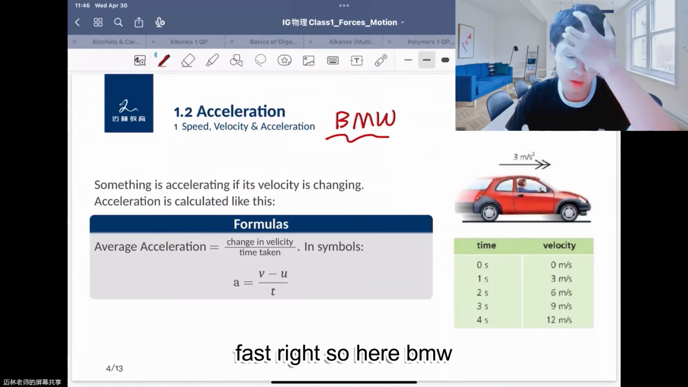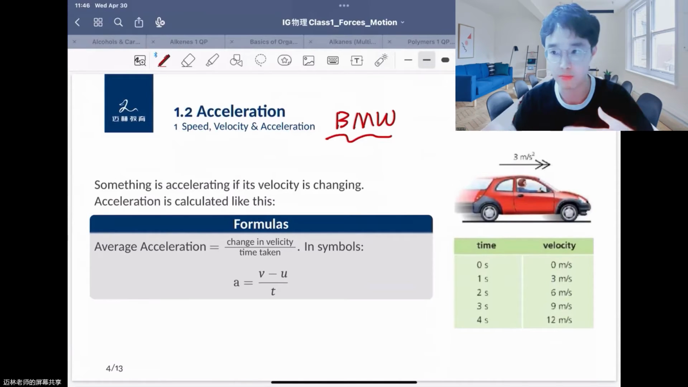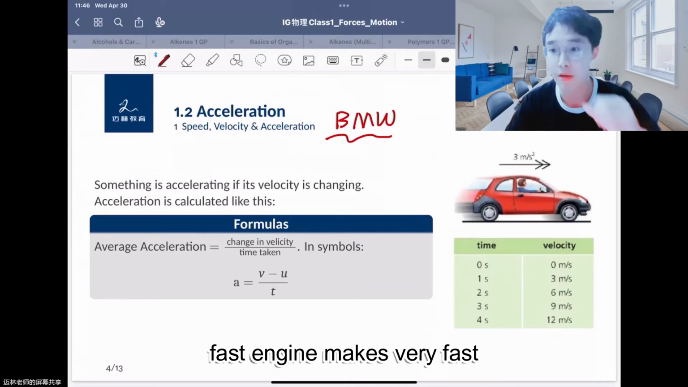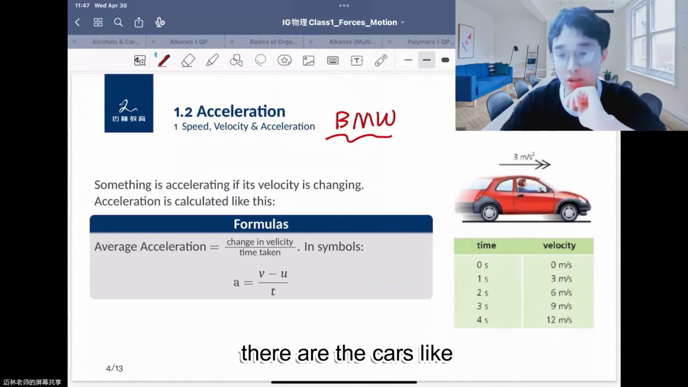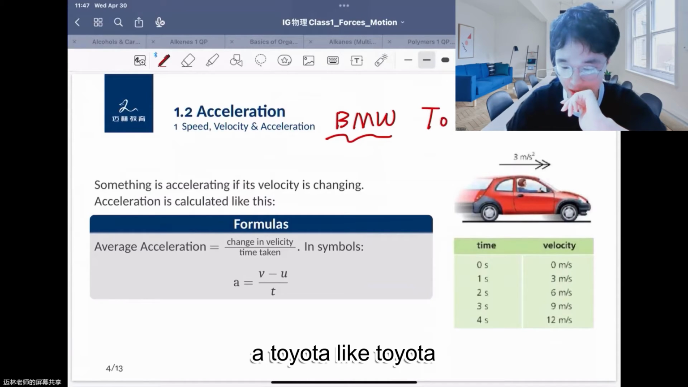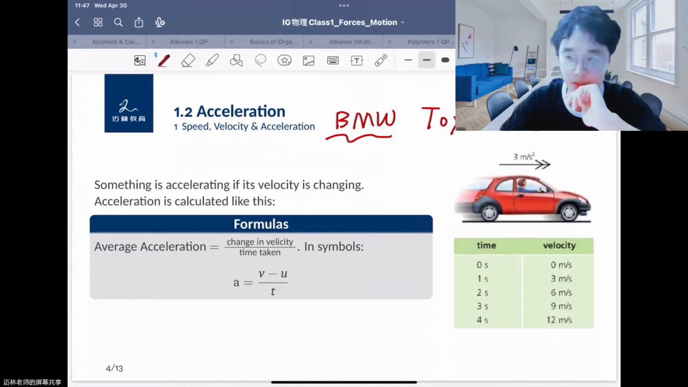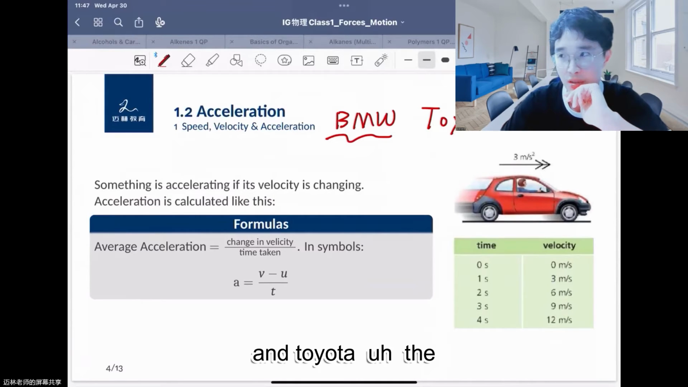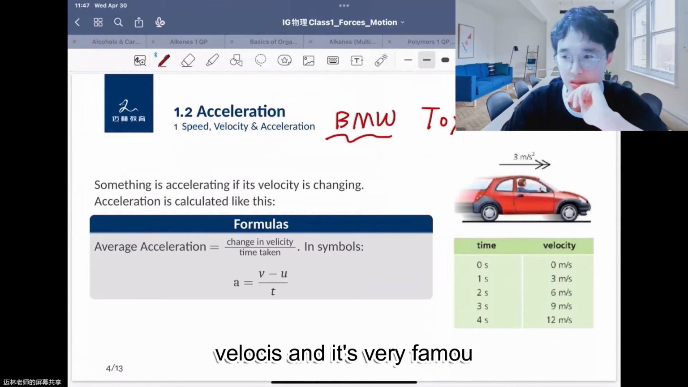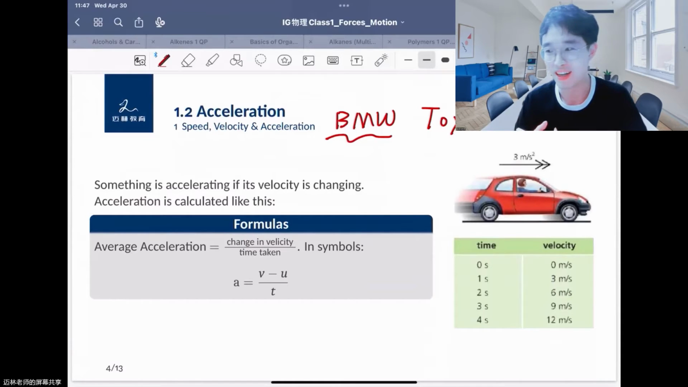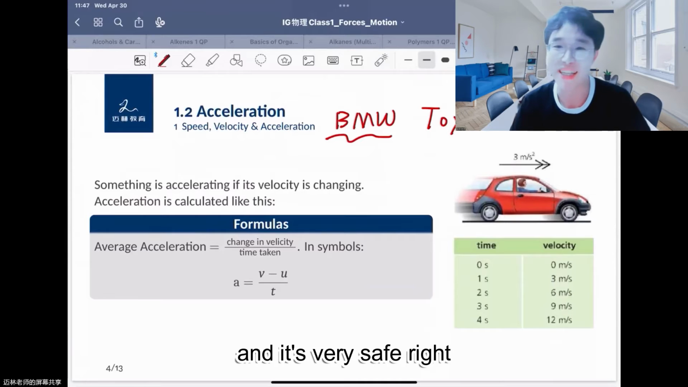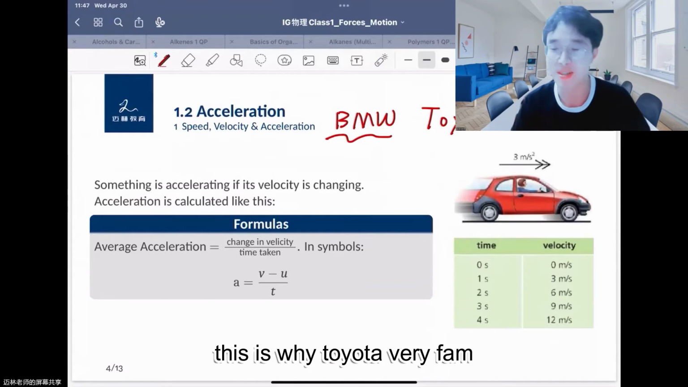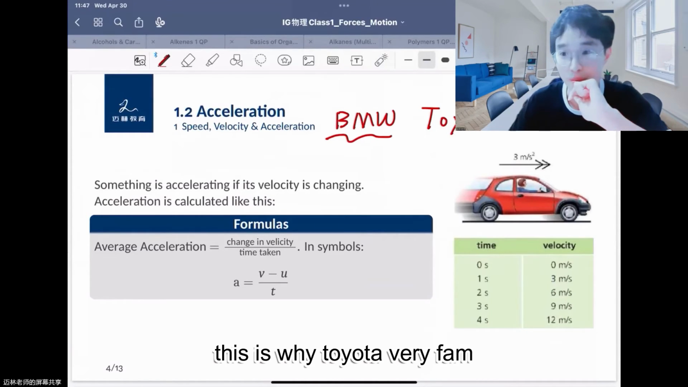So here, BMW, some of the cars can just be equipped with a very fast engine, which makes them very fast. And besides, there are other cars like Toyota. And Toyota is very famous for its constant speed, and it's very stable, and it's very safe, right? And you can use it for many years. This is why Toyota is very famous.